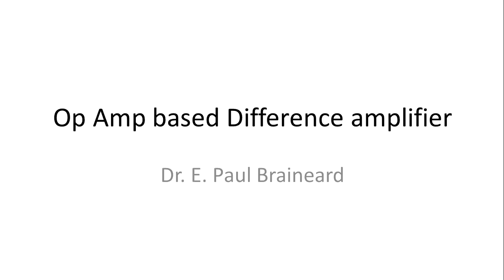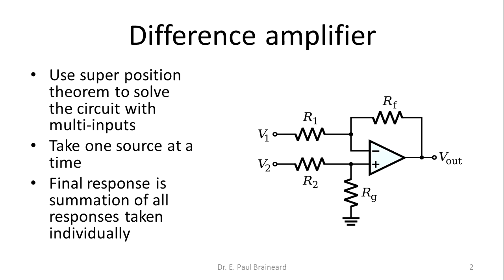In this lecture, we will look at the operational amplifier based difference amplifier. This also is called a differential amplifier. The circuit diagram of a differential amplifier is shown here. The difference amplifier has both an inverting input as well as a non-inverting input, and the output voltage is because of both the inverting as well as non-inverting inputs.